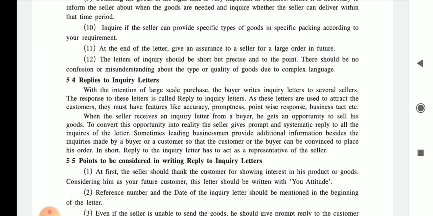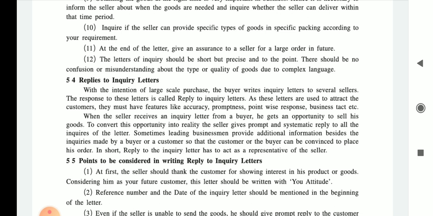If, and only if, the products as well as the terms and conditions and the whole situation are in a good, favorable condition, at that time you will give a large number of orders in future. So you have to give an assurance for the same.